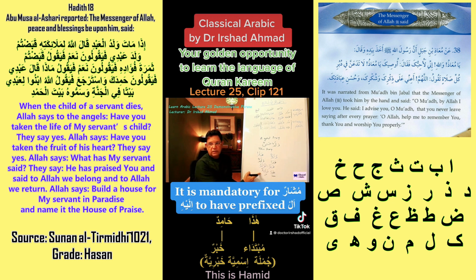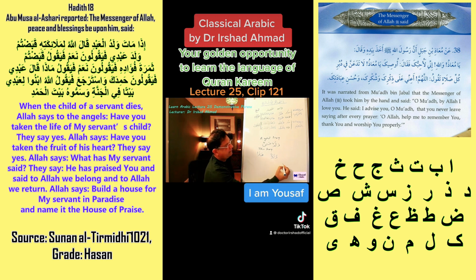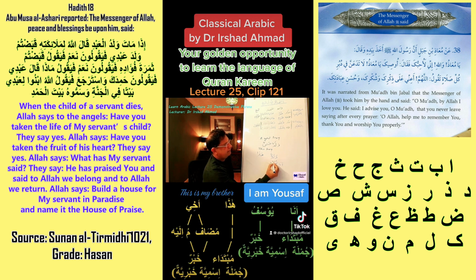We know khabar is usually indefinite, but khabar could be definite as well, and there are circumstances when it becomes difficult to bring the khabar as indefinite. For example, in Surah Yusuf, we are familiar with that ayah. Ana Yusufu wa haza akhi. Ana Yusufu. I am Yusuf. So that's mubtada. And this is khabar. So Yusuf is definite here and the khabar is definite because we cannot really make Yusuf indefinite. Yusuf is ism alam.